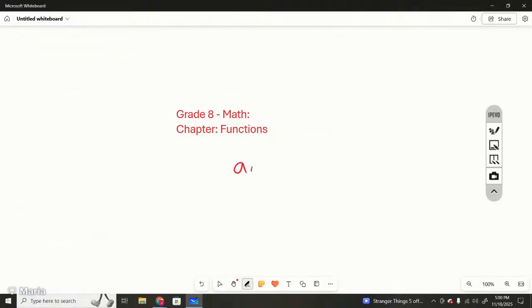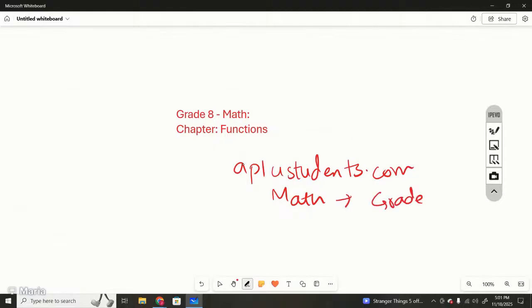You can find all the lessons on aplusstudents.com. You have to log in there using your email address and password as provided by the administrator. Then you have to select math from the subject tab, scroll down to grade 8 math, and then click on view all lessons. There you can find the rest of the chapters.